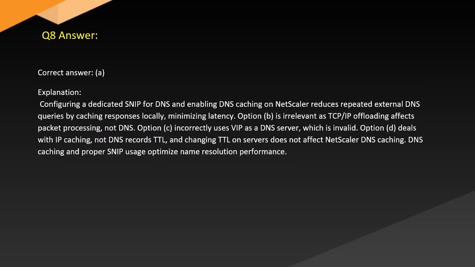Answer. Correct answer: A. Explanation. Configuring a dedicated SNIP for DNS and enabling DNS caching on NetScaler reduces repeated external DNS queries by caching responses locally, minimizing latency. Option B is irrelevant, as TCP offloading affects packet processing, not DNS. Option C incorrectly uses the VIP as a server, which is invalid. Option D deals with IP caching, not DNS records TTL, and changing TTL on servers does not affect NetScaler DNS caching. DNS caching and proper SNIP usage optimize name resolution performance.